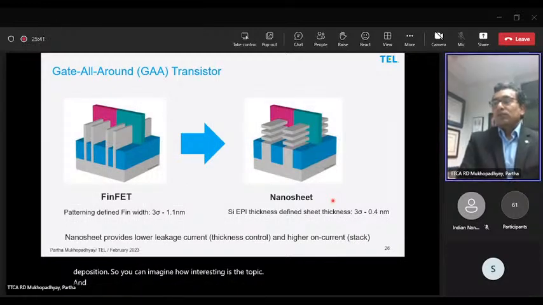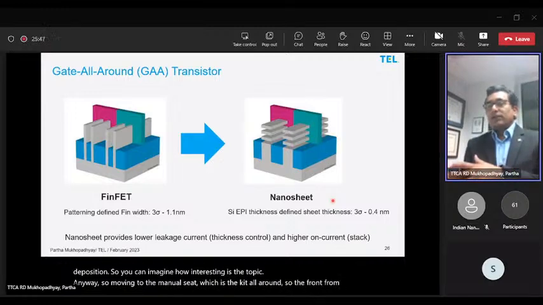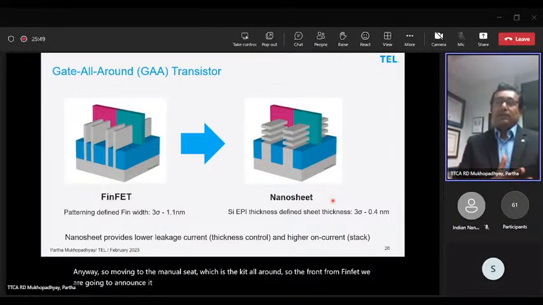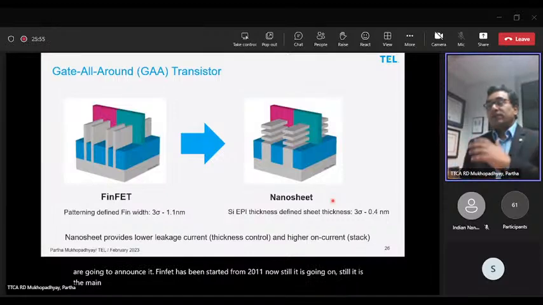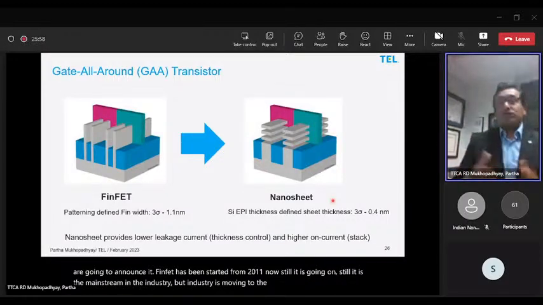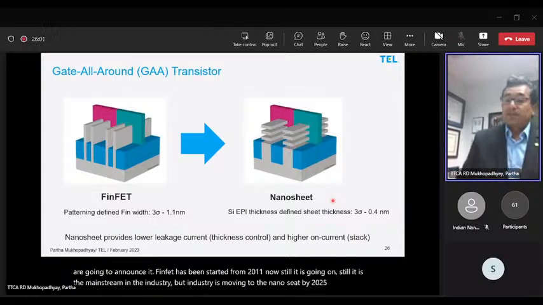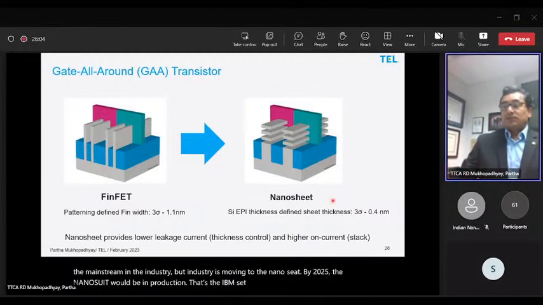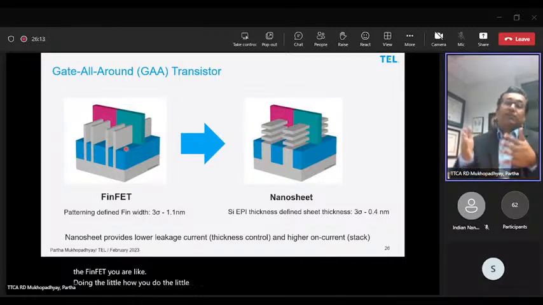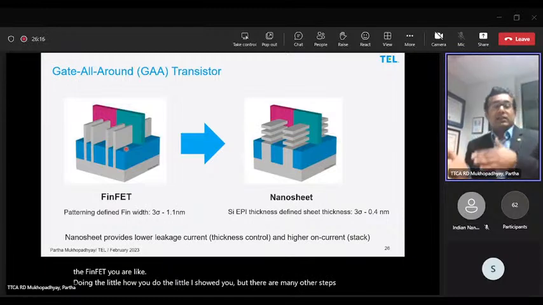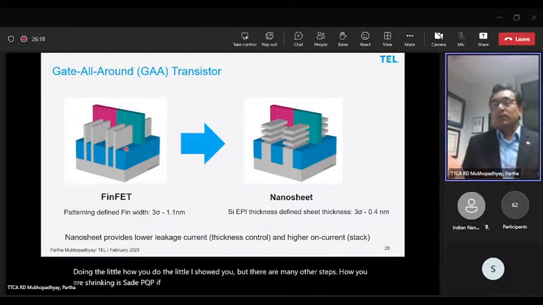Anyway, moving to the nanosheet, which is the gate all around. From FinFET, we are going to the nanosheet. FinFET started in 2011. It is still going on and is still the mainstream in the industry, but the industry is moving to the nanosheet. By 2025, the nanosheet would be in production, as IBM said. In the FinFET, you are doing the litho. I showed you how you do the litho, but there are many other steps, and the shrinking is done by SADP and SAQP. You can just Google and read about those.